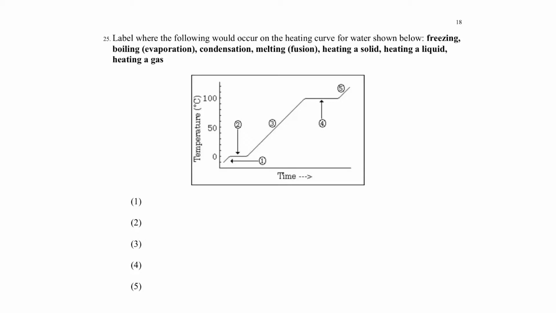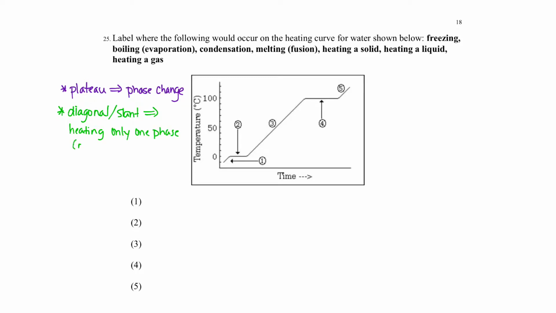Okay, but the governing idea you need to keep in mind when we solve this problem is that anywhere we had what we were saying was a plateau, so anywhere there was a flat part, that's where a phase change was happening. Okay, and anywhere you had a diagonal, or a slant, whatever you want to call it, that's where you were heating one state of matter. So you're heating only one phase, in other words, no phase change.